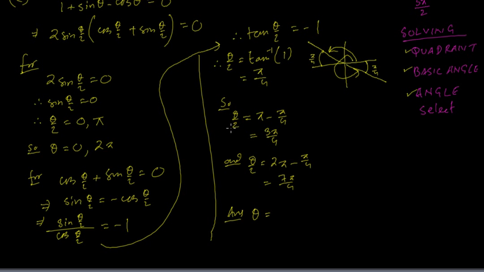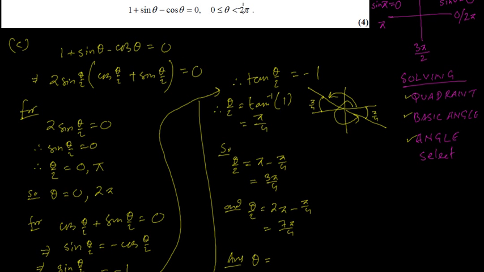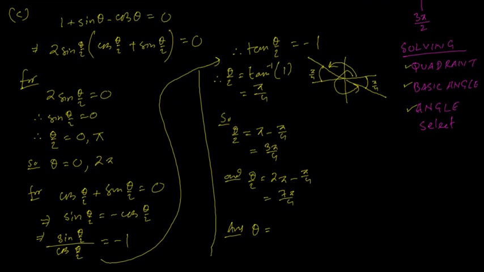If you multiply 2 with 3 by 4, you get 3 by 2. Now 3 by 2 pi is 1.5 pi, so it is definitely less than 2 pi. You can do this simple algebra. If you multiply this with 2, so 2 into 3 by 4, 2 and 4 cancel, it becomes 3 by 2. That means 1.5 pi. 1.5 pi is definitely less than 2 pi, so we can include this as our answer.